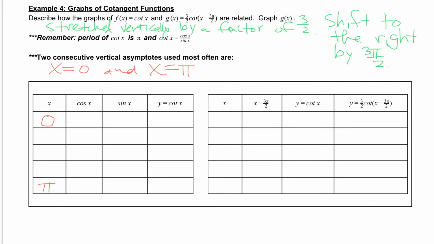Directly in the middle of 0 and pi is going to be pi over 2. In between 0 and pi over 2, directly in the middle, would be pi over 4. And in between pi over 2 and pi would be 3 pi over 4.